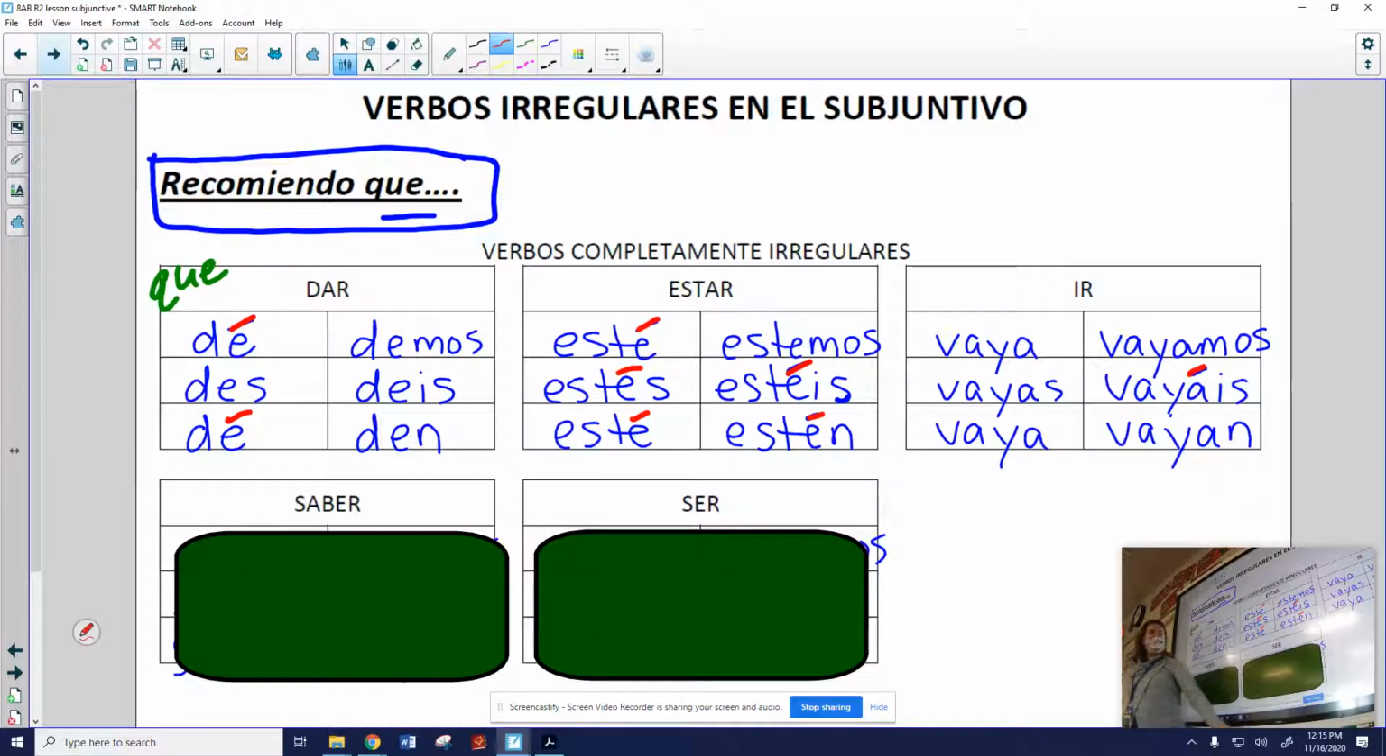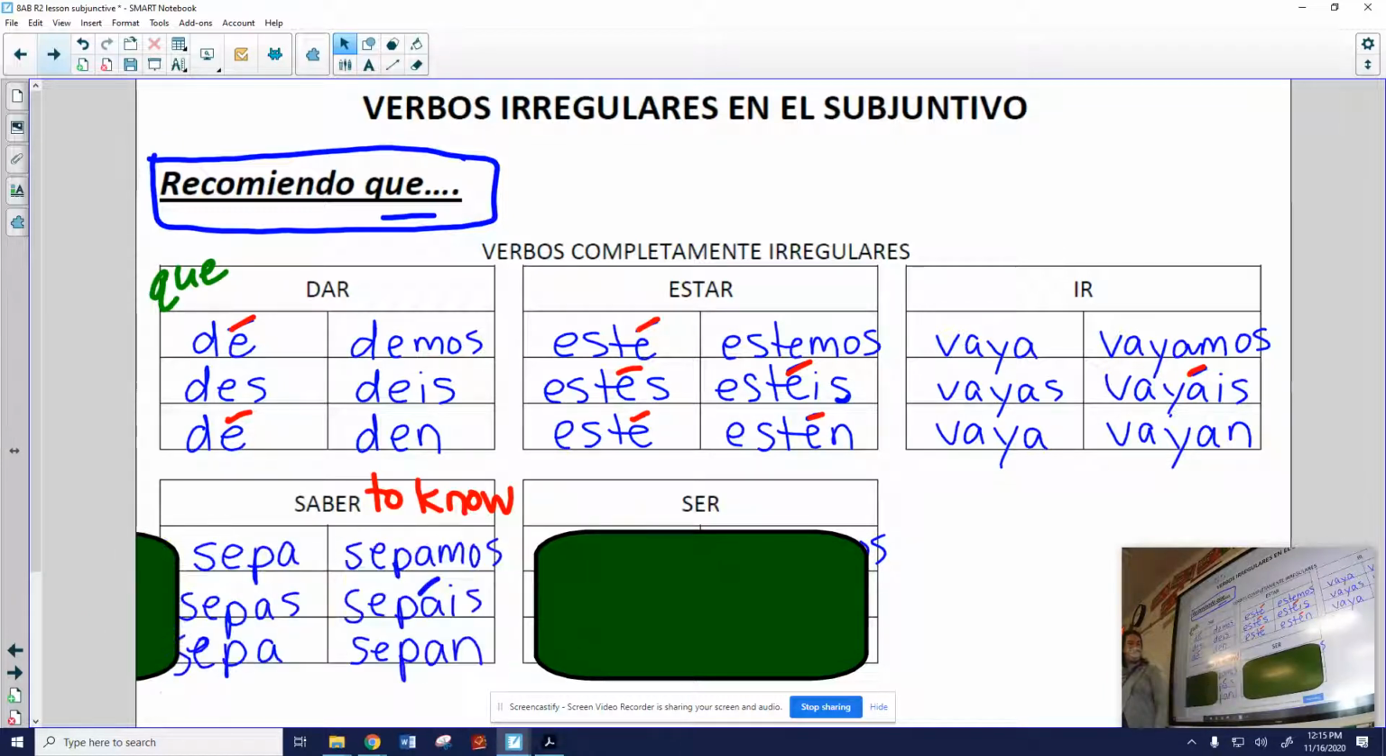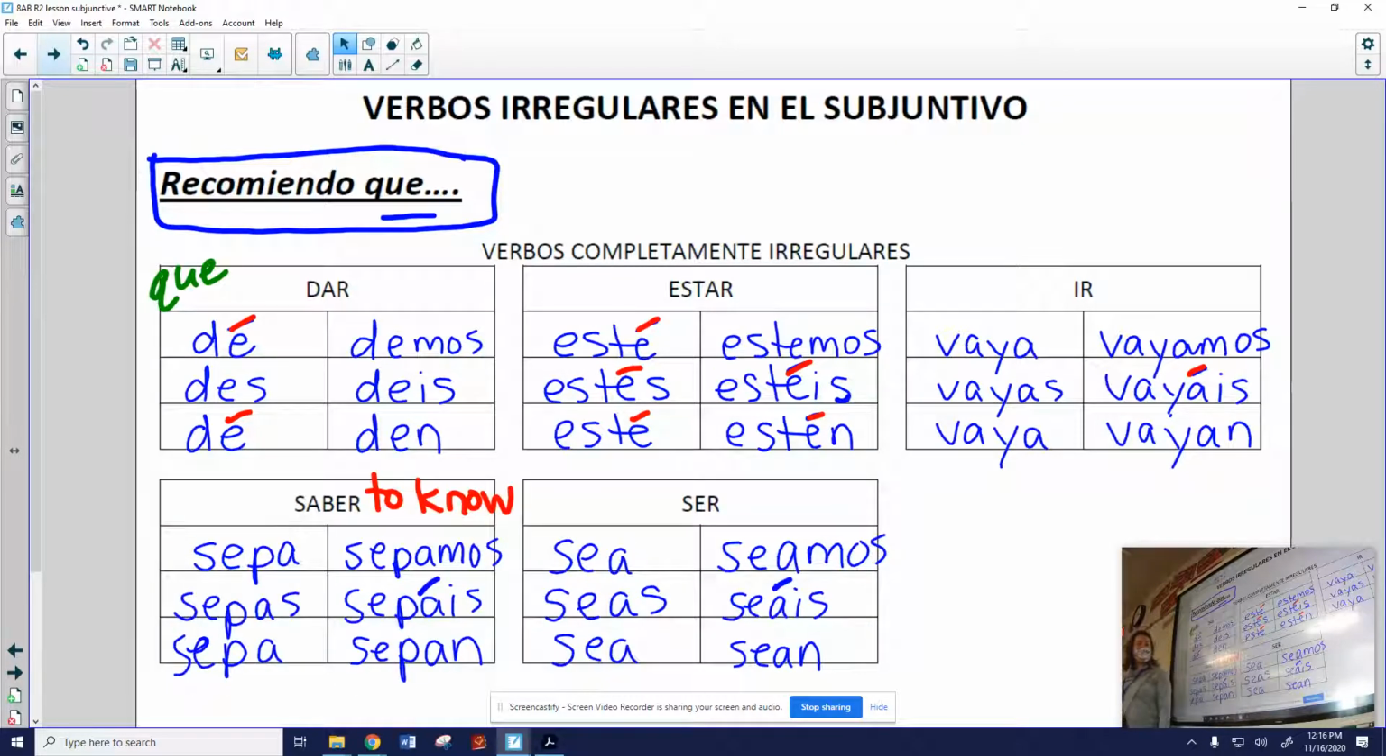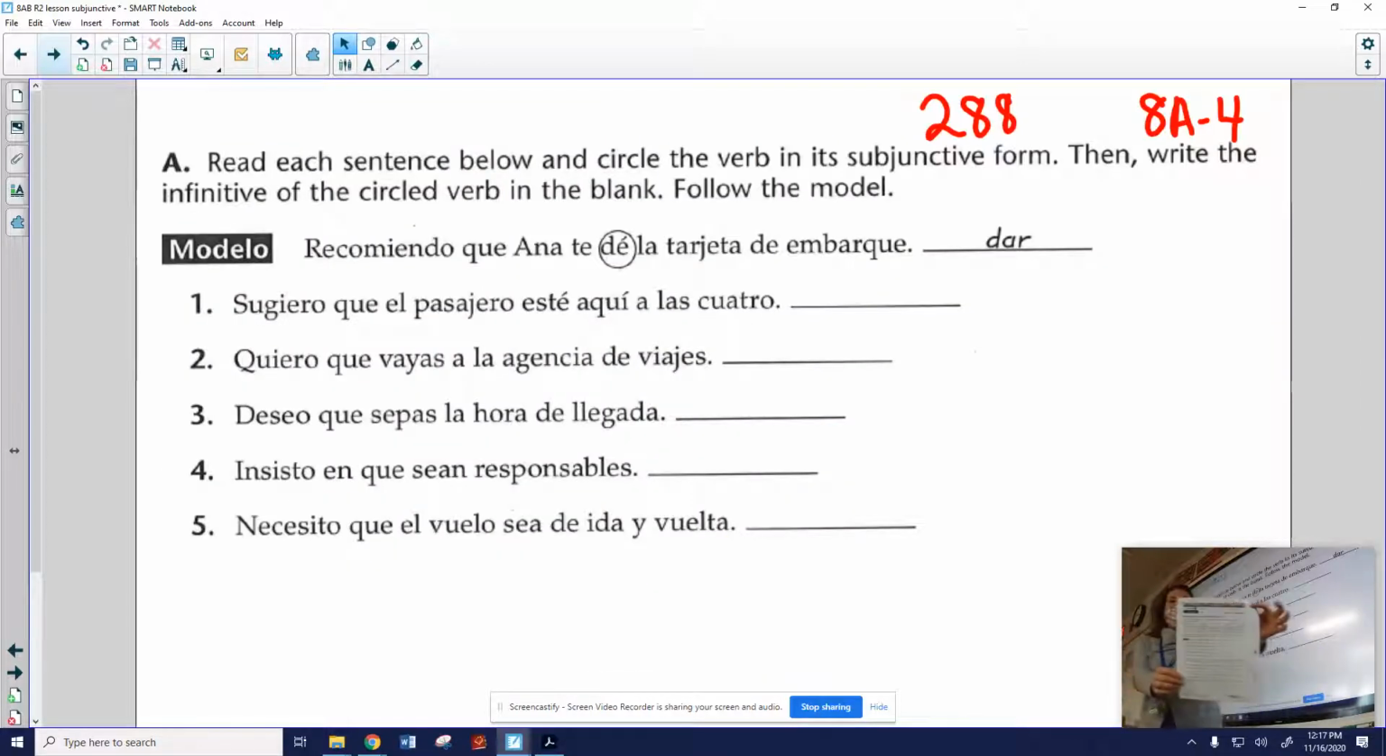Saber means to know, like to know facts. We didn't learn this as a command, but the command forms of saber would be no sepas, sepa, no sepa, sepan, no sepan. Sepa, sepas, sepa, sepamos, sepáis, sepan. Ser means to be, like estar, but we use ser for descriptions, occupations, time, date, event, relationships. Sea, seas, sea, seamos, seáis, sean.